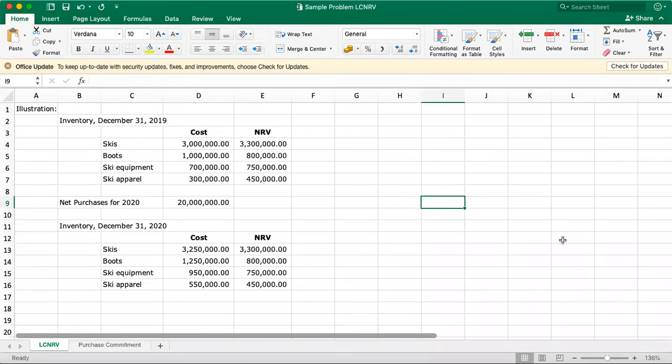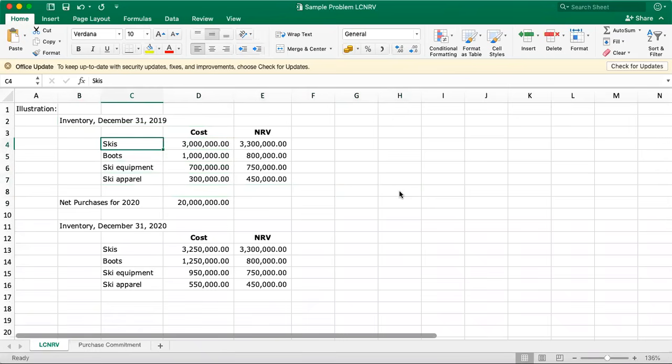Okay, for the illustration for LCNRV, so this example. You have inventory on December 31, 2019. This is last year's ending balances. So you have skis, boots, ski equipment, ski apparel.